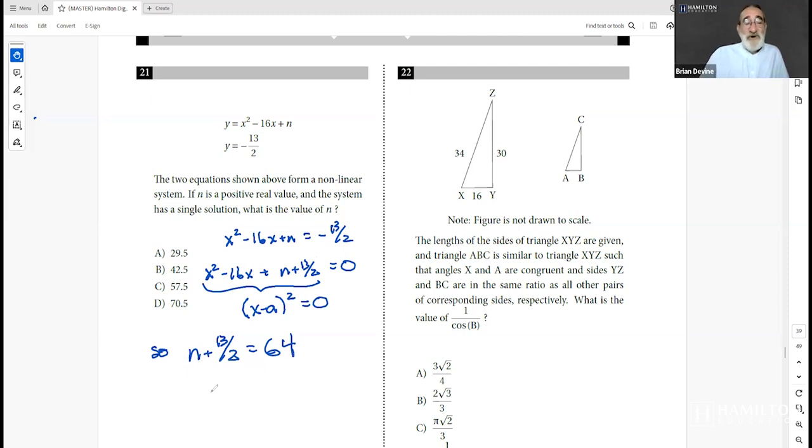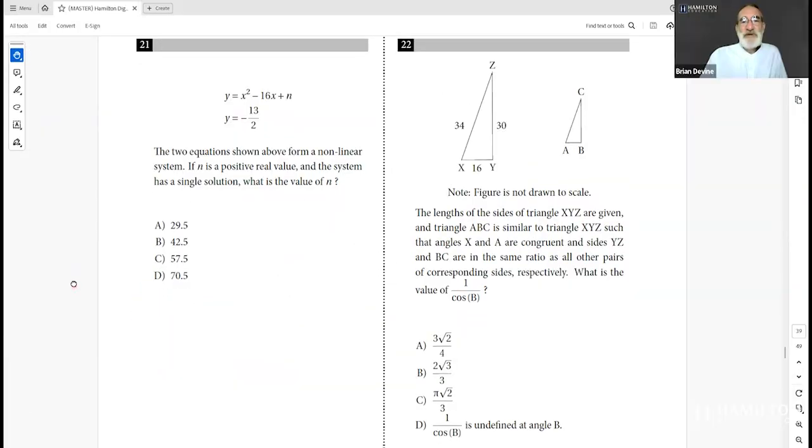Now, that's not too hard to do. So n has to be 64 minus 6.5, which equals 57.5, which is, thank the Lord, or whatever deities you worship, one of the answers. And C, it rhymes with yes in Spanish, Italian, and Esperanto, is the answer.